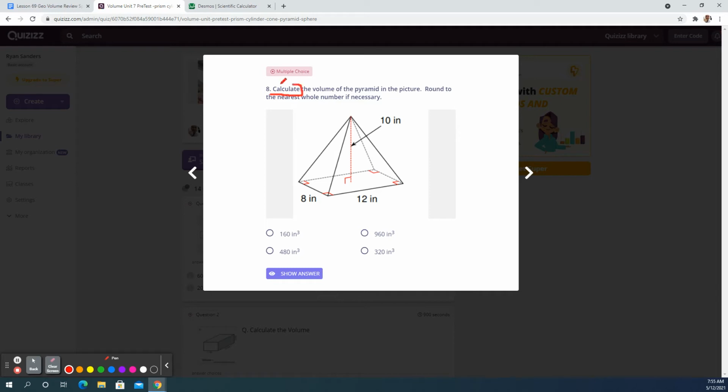Calculate the volume of the pyramid. Round, that's telling us to round to the nearest whole number if necessary. This is our height. This would be our length. This would be our width. Volume is equal to, for a pyramid, it's basically this is missing, and then we have our inside. Sorry about that little smiley face. Volume is equal to 1/3 length times width times height.